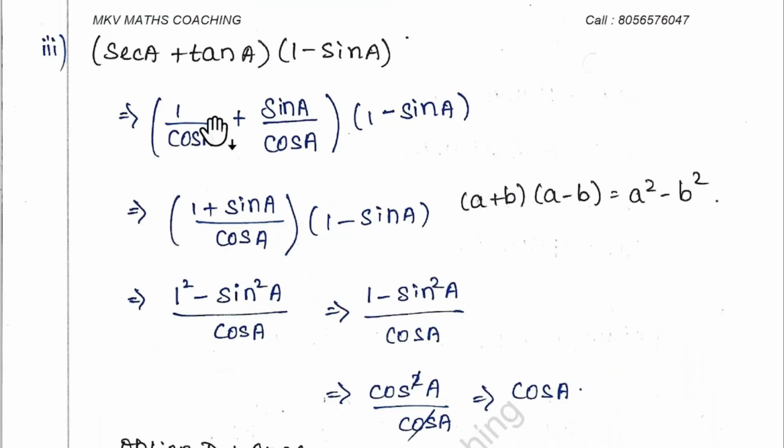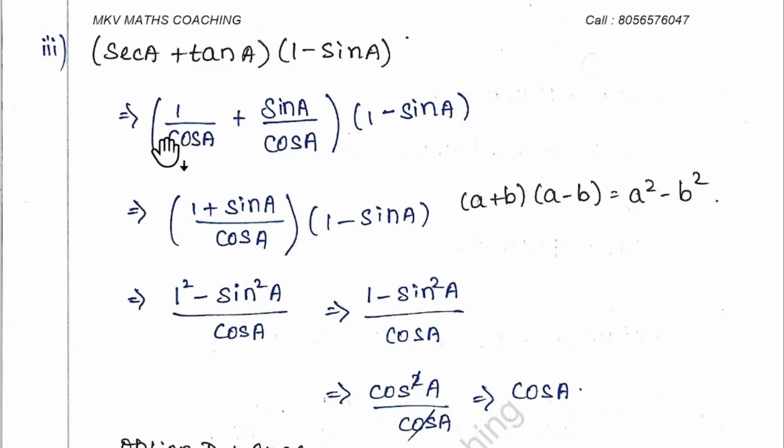So the next question is also the same type. Secant A plus tan A into 1 minus sin A. So secant you can change into cos, 1 by cos. Tan is sin by cos. And this is already in the form of sin, so no need to change. When it is already in the form of sin, don't change anything. Only the other ratios you have to change in terms of sin and cos.